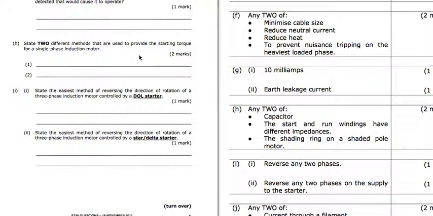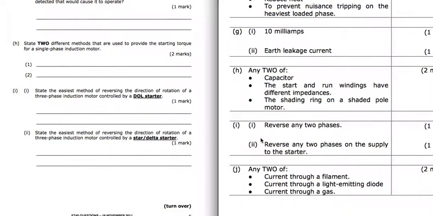Two methods to provide starting torque for a single phase motor. So the main one is the capacitor. So a capacitor start motor provides that change in the phase and provides a starting torque. The two windings can have different impedances, so that would be like the split phase motor, or we can have a shading ring on the shading pole motor. The two main ones are the two different winding impedances and the capacitor.